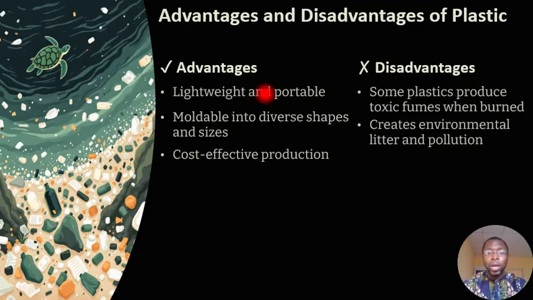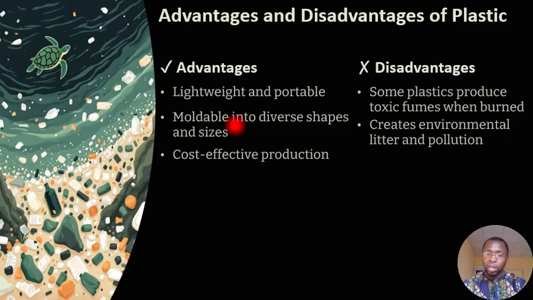You can easily use them to make whatever appliances that are needed to be portable. Okay, you can use plastic to make them, like we mentioned earlier, our cups, our spoons, our plates, and so on and so forth. Another advantage of plastic is that plastics are moldable into diverse shapes and sizes. So when you get the plastic and subject it to heat, you can mold them into any shape you want.